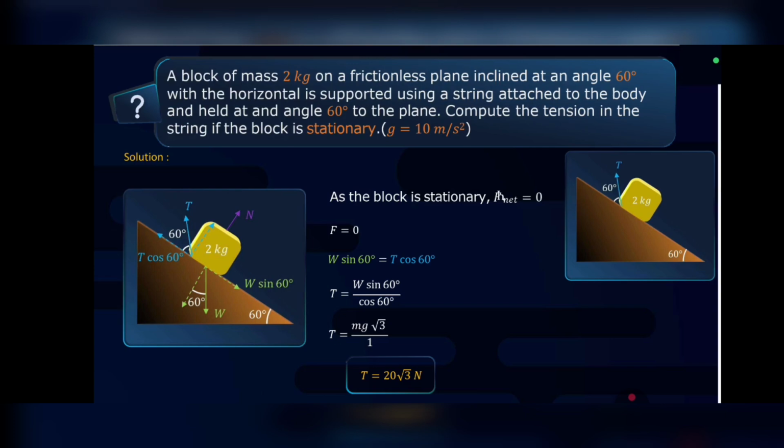So sin 60 upon cos 60, and T is equal to mg sin 60 upon cos 60. Sin 60 is √3/2 and cos 60 is 1/2. So therefore T is equal to mg √3, with m given as 2 kg and g as 10. So therefore the tension is equal to 20 √3 Newton.